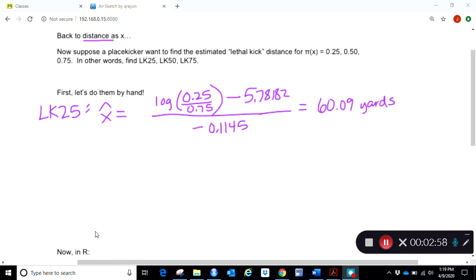What that would mean is if I would like to have a 25% chance of making the kick, I could do so from about 60 yards away.